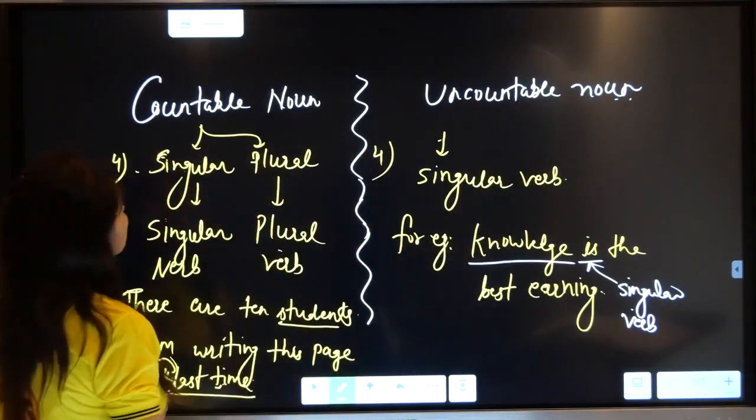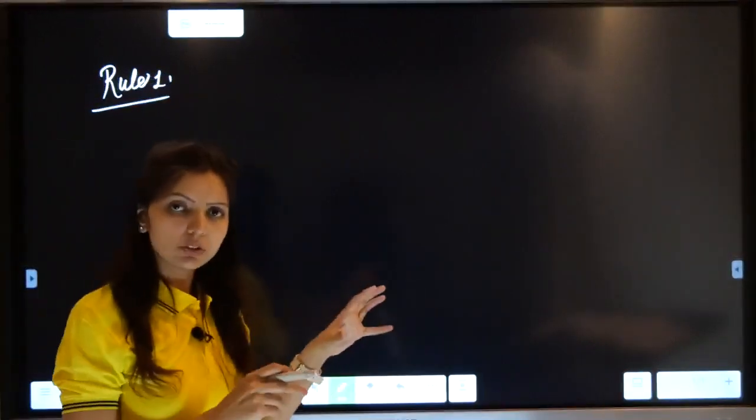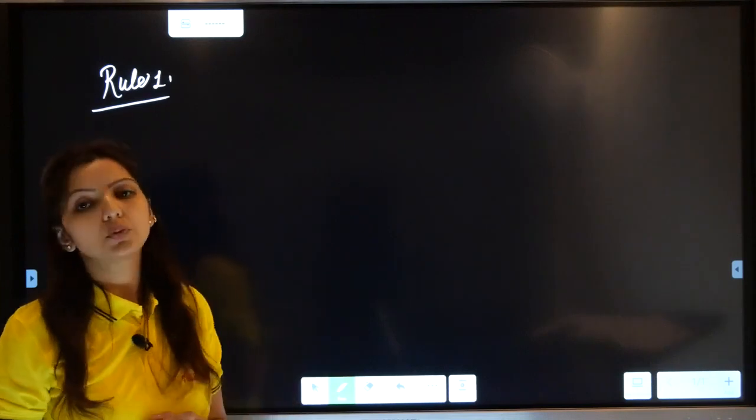Okay, so this was about countable and uncountable nouns. Now we will be discussing a few more rules which are related to your noun. We will be covering around 20 to 22 rules, one by one, which will help you to solve all the questions which are related to nouns or some error spotting questions.